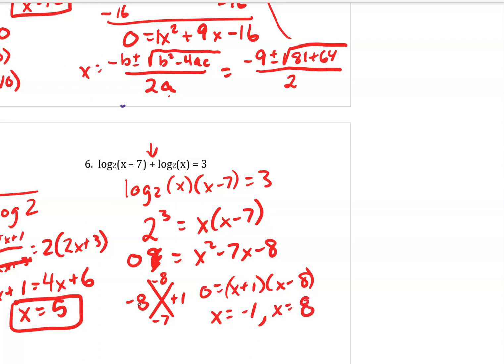Looking back, if I had negative 1, negative 1 minus 7 is a negative number. So negative 1 is no good, extraneous solution. My only real answer, x equals 8.